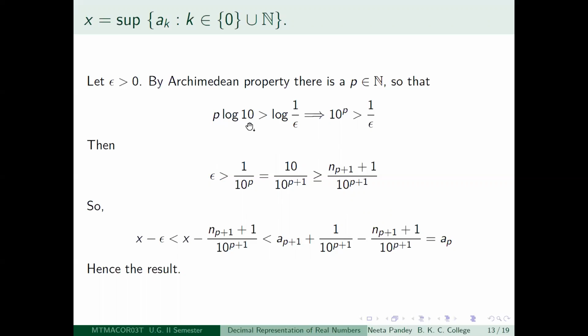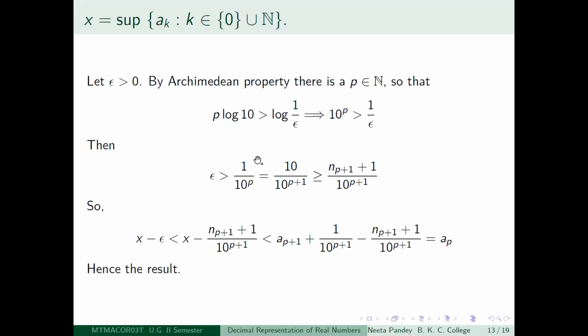So look at the numbers log 10 and log 1 by epsilon. By the Archimedean property, you will be able to get a positive integer p so that p times log 10 is greater than log of 1 by epsilon. That means log of 10 to the power p is greater than log of 1 by epsilon. Now you apply the exponential on both sides, which is the inverse of log, so that you get 10 to the power p is greater than 1 by epsilon. Once you have this, everything else is very simple. That is, you have epsilon is greater than 1 by 10 to the power p.